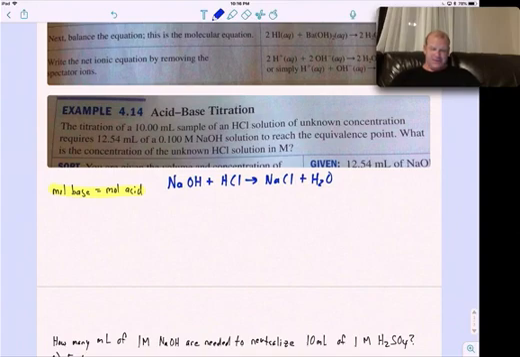So a titration of a 10 milliliter sample of hydrochloric acid requires 12.54 milliliters of a 0.1 molar solution. So how do we do this? There are 2 ways to do it. I guess I'll do the long way. Why not? So dimensional analysis: 12.54 milliliters of sodium hydroxide.